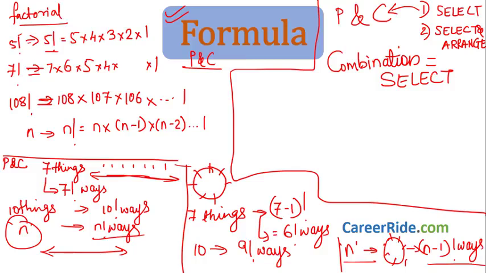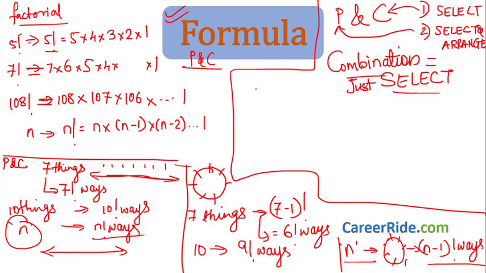So select and arrange means what? Select and arrange means permutation, right? Obviously, if there are two concepts, permutation and combination, and we have two things, select and arrange, then if select is combination, then select and arrange will be permutation, correct? Combination is select, only select, just select, right?